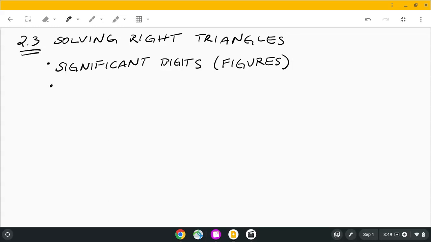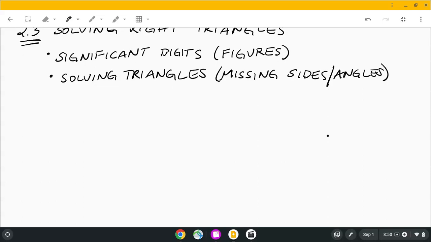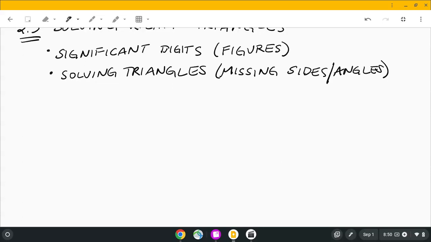And we are also going to look at solving triangles, whether they are missing sides or angles. Now that we know how to use the inverse trig function to find an angle, now we can find missing angles of a triangle. Okay. All right. So significant digits.